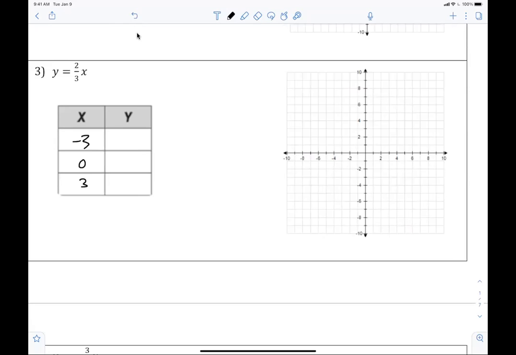Now we're going to practice going to the table. You're going to hit second and then graph, and that brings up the table. Do I have to delete the other points or can I just type right over them? You can just type right over them. So I want everybody to type in -3, 0, and 3. And what numbers do we get?